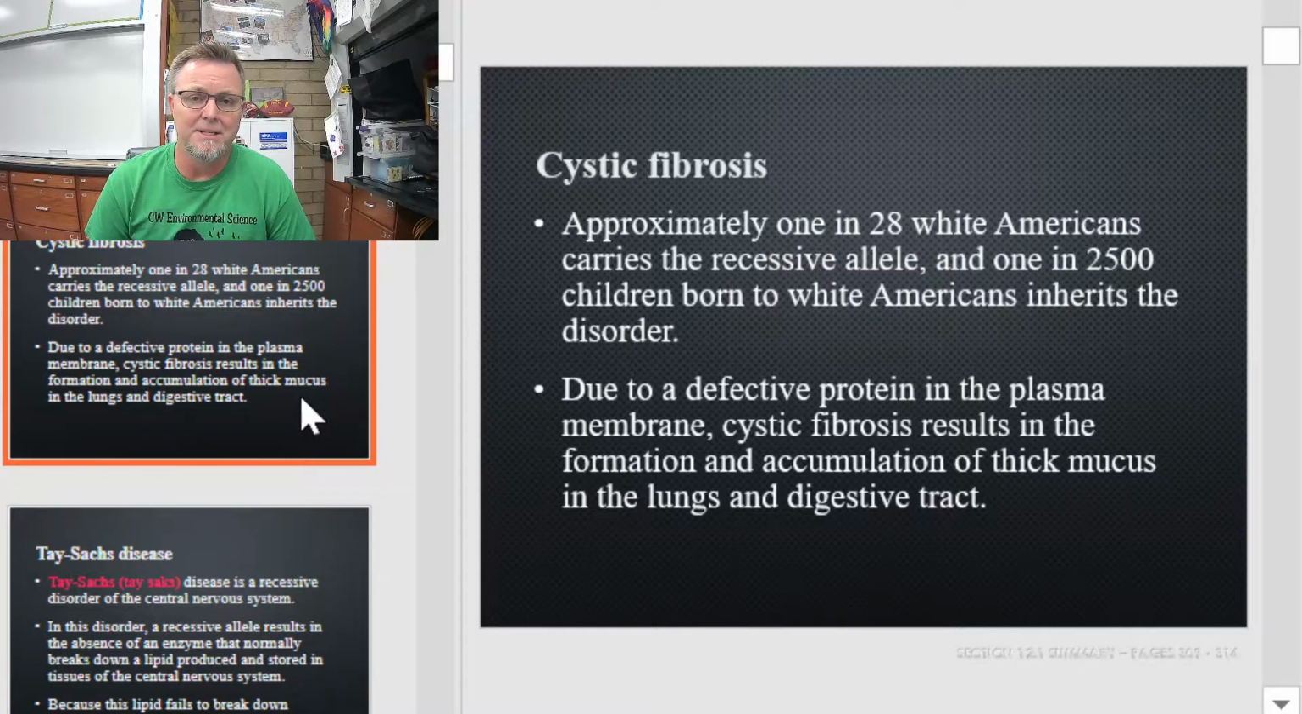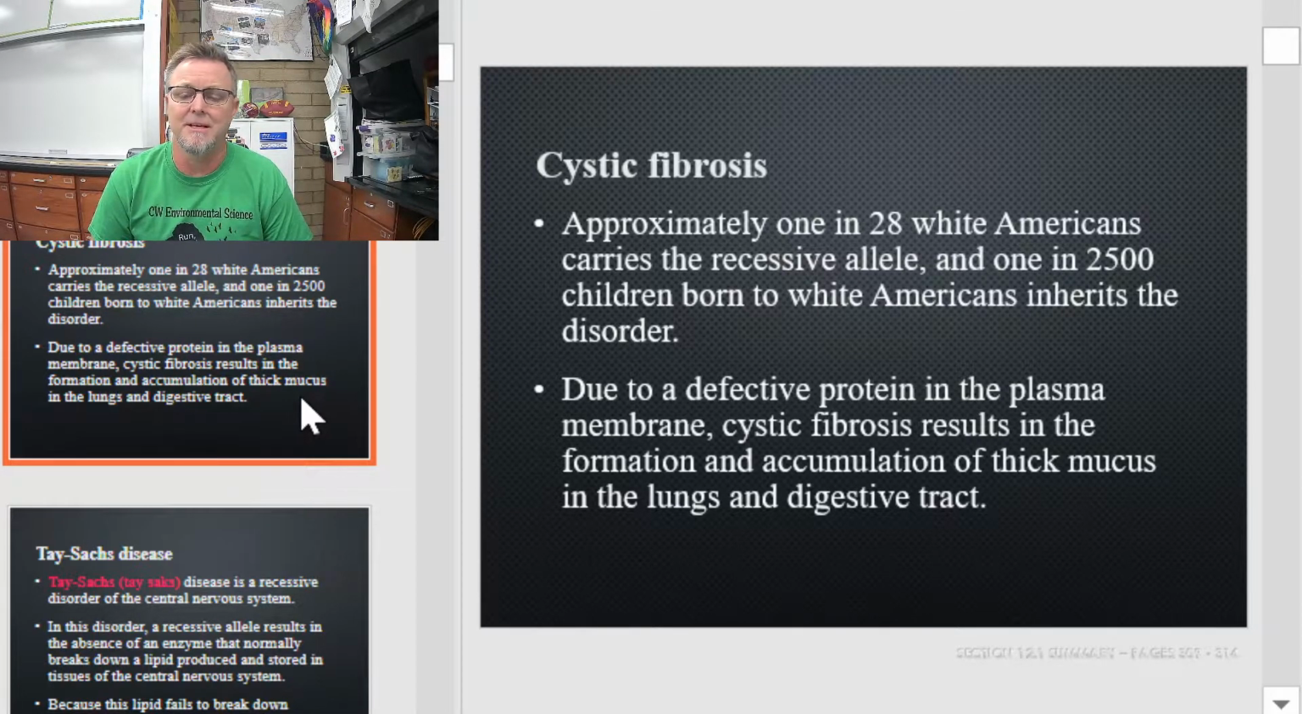I'll do some Punnett squares with you in a different video just to kind of show you how this works when we look at these complex hereditary patterns through Punnett squares. 1 in 2,500 children born to Caucasian Americans will inherit the disorder. Remember what I said about 25%? Well, there's your number, okay? 2,500 individuals, okay?